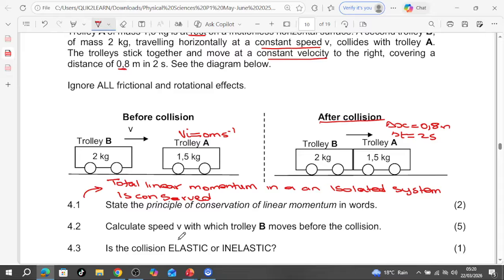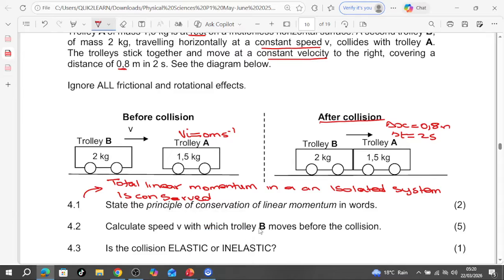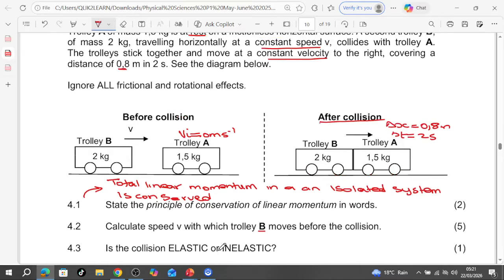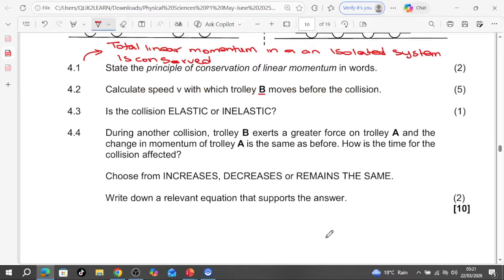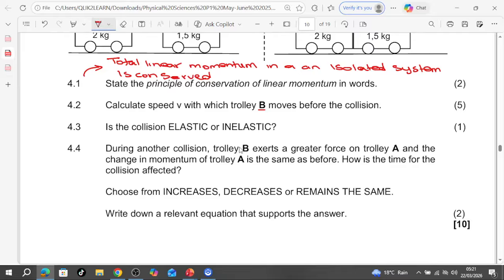And then 4.2, they want you to calculate the speed v at which trolley B moves before the collision. I think we have enough space to work 4.2 maybe here on top, or we can just move it down here. They want us to find the speed at which trolley B moves before the collision.